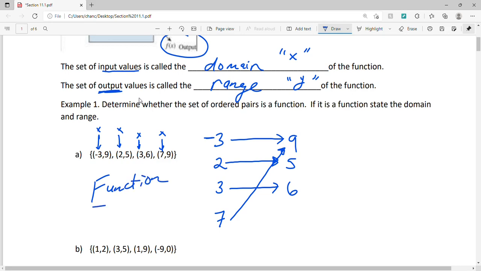Think about the vending machine. You can go buy a soda at the vending machine, but your friend can also buy the same soda, so this is a function. It's an okay situation.